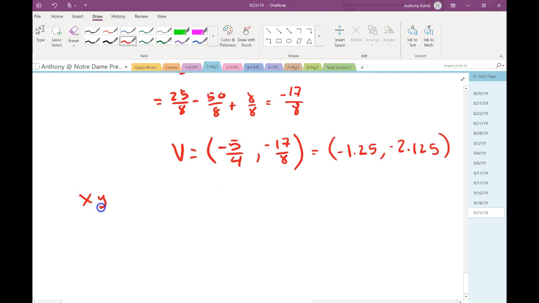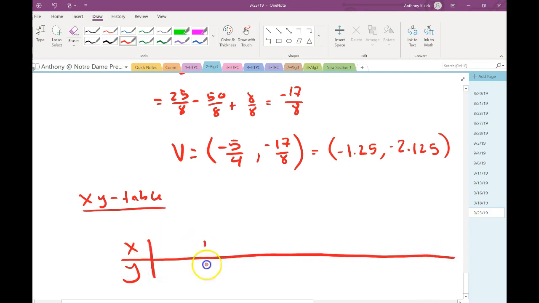So now let's make our xy table. So I'm going to make how many spots on my xy table? 5. And what goes in the middle? The vertex. And again, just for notes purposes, I'm going to write a big V over top of that spot, so I remember how I built this table is I started with the vertex in the middle.